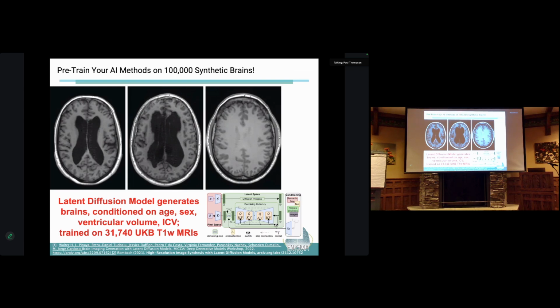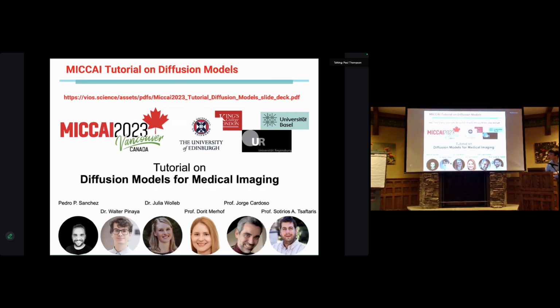I mean, you can make brains. You can train things on brains of a certain age, assuming it's getting it right. We'll talk about how it does it. And this sort of nightmare diagram is how these work. This is a model by Walter Pinaya, a really cool paper at Mackay in 2022, where they trained a so-called latent diffusion model on basically all of UK Biobank, or nearly all of it, 31,000 T1 weighted MRIs. And how does it make brains? I want to say why you would do this, but we'll say how it does it first.